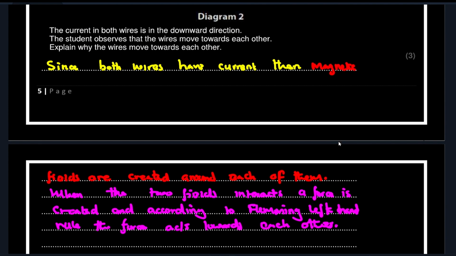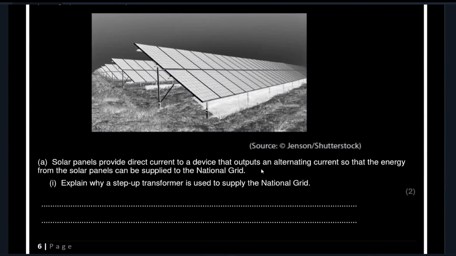Moving to question 3, which is talking about the national grid system, and we are told a national grid is used in the United Kingdom for the large-scale transmission of electricity. The photograph shows solar panels connected to the national grid. The solar panels provide direct current to a device that outputs an alternating current, so that the energy from the solar panel can be supplied to the national grid. So we're supposed to explain why a step-up transformer is used to supply the national grid.